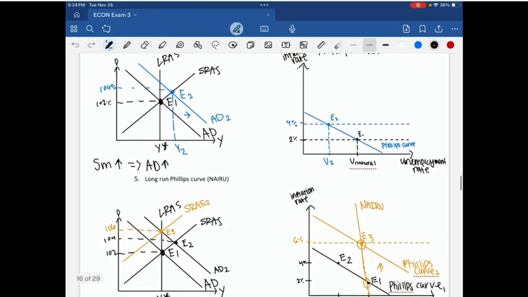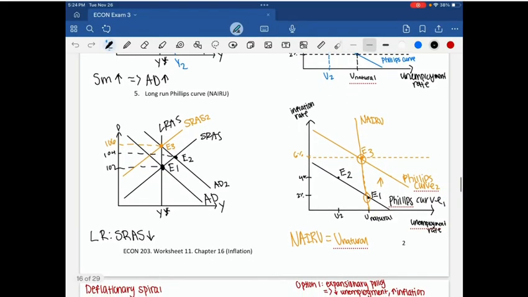And then moving on to the long run Phillips curve, we can see that in the long run, on the aggregate demand graph on the left, the short run aggregate supply is going to eventually move back to the long run aggregate supply, because prices are sticky and wages are sticky. Over time in the long run, it's not actually going to change the output. It's just going to leave an increase in price level.